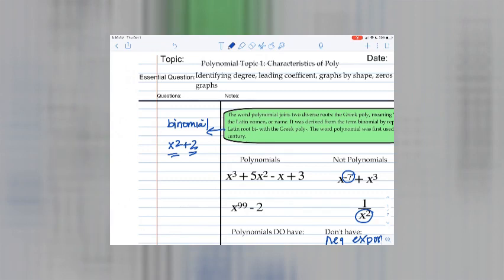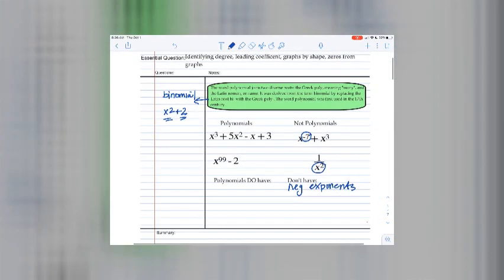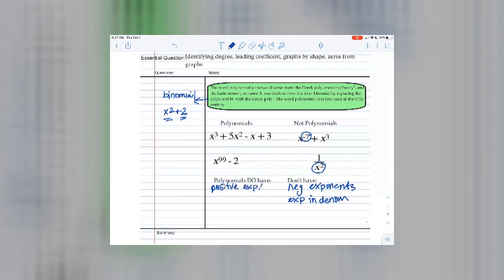And polynomials, I'm going to switch my screen, sorry guys. Polynomials don't have exponents in the denominator. They do have positive exponents. And so you'll see here, these are all exponents. We know what those are. This exponent is technically x to the 1. And if I was being super technical, this would be x to the 0.